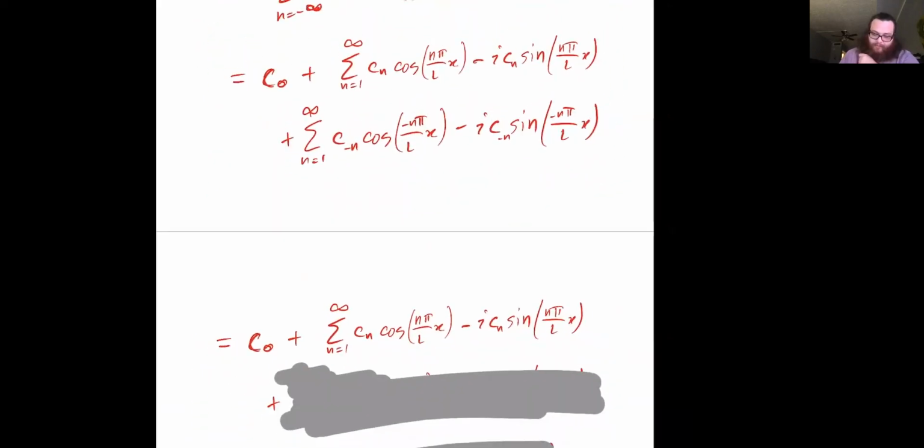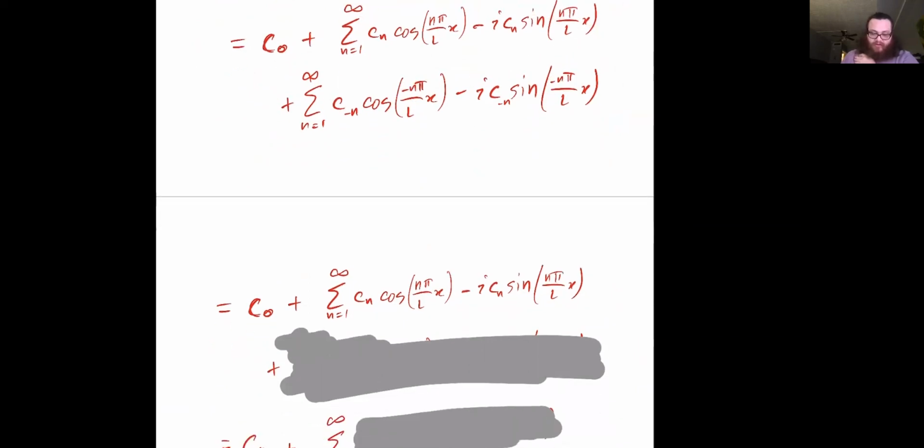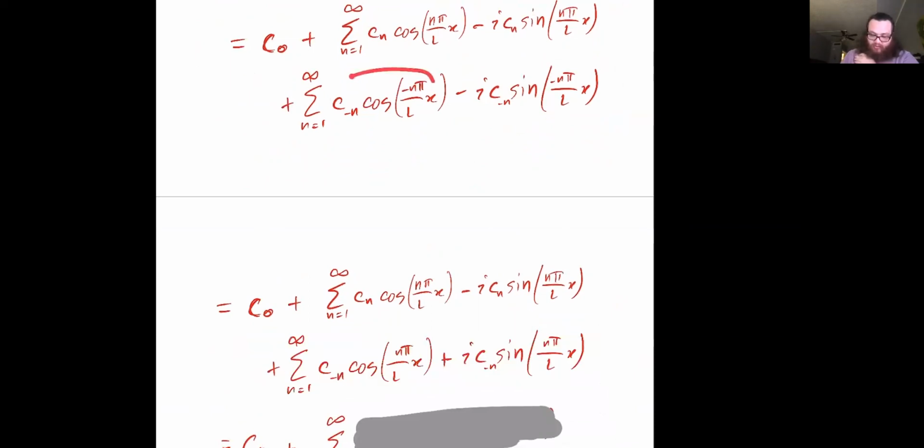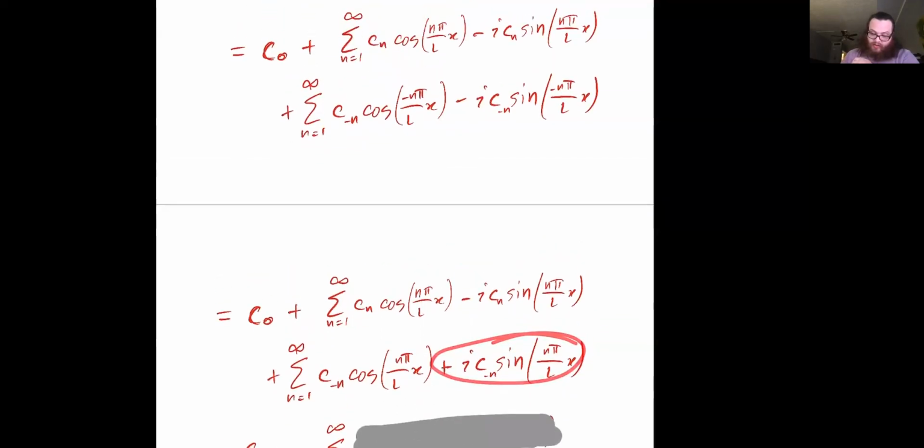Next, we're not going to change this, and we're not going to change this, but we're going to pull the negatives out from here. Cosine of negative whatever is just cosine, so this is equal to that. Pull out this minus sign here. Sine of negative whatever is minus sine of whatever, so you have this.